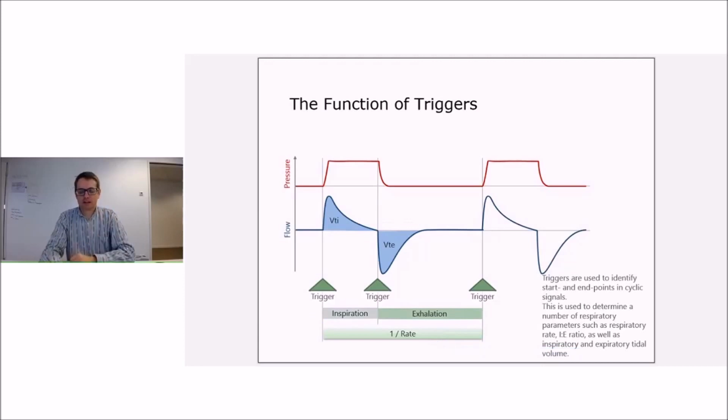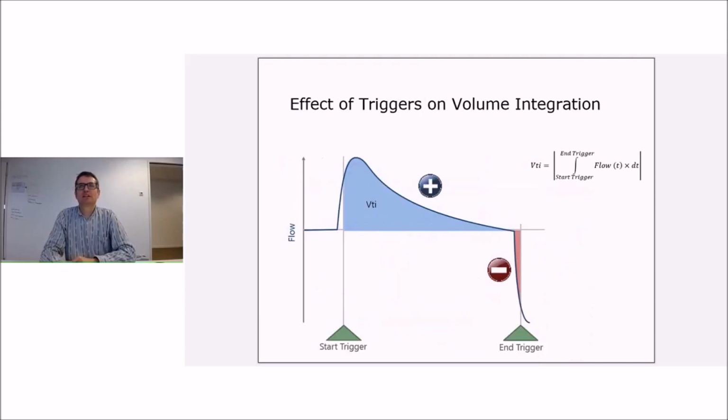That's quite clear. Now, how are these triggers set, and what are the effects of these triggers? Let me show you first the effect. If your trigger is only a little late, it will miss some of your tidal volume in the inspiration, and even worse, it will subtract some of your tidal volume at the end of your inspiration. So the worse your triggers are set, the smaller your tidal volume is.